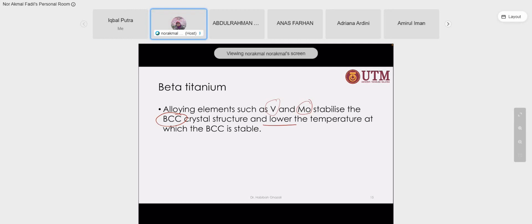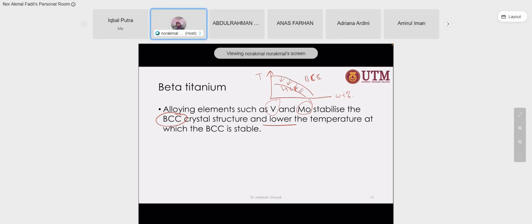What does it mean? It means that, for example, this is the phase diagram. We always look at the phase diagram if we want to look at the fundamentals of an alloying system. Temperature versus weight percentage or composition. Let's say this is the region between HCP and BCC. So if you add vanadium and molybdenum, these alloy elements will reduce this limit to a lower temperature.